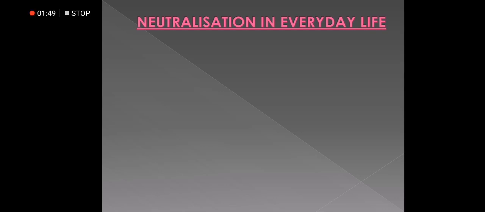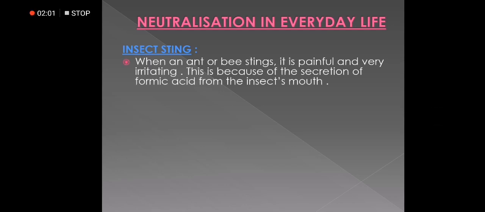Neutralization reactions also occur in our everyday life. Some important examples we will be discussing now. The first one is an insect sting. Actually, what happens when an ant or an insect bites? This leads to irritation on the skin and pain. This is because of the secretion of an acid from the insect's mouth. This acid is formic acid.